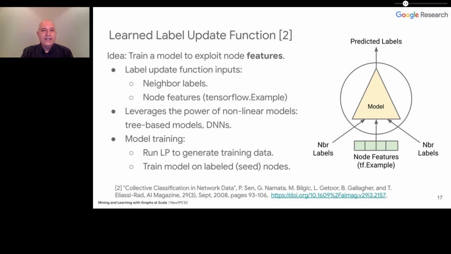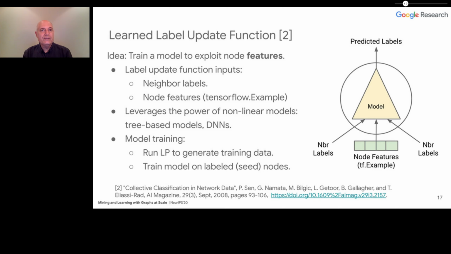A variation on this technique is to take the features of the node into account. And to do that, we will train a model, typically either a decision tree model or a deep neural network. And the advantage of that is that we can leverage the power of nonlinear models. So the algorithm's a little different in that case.